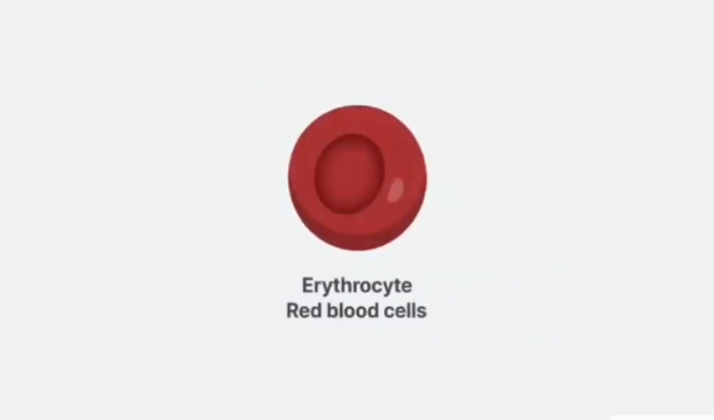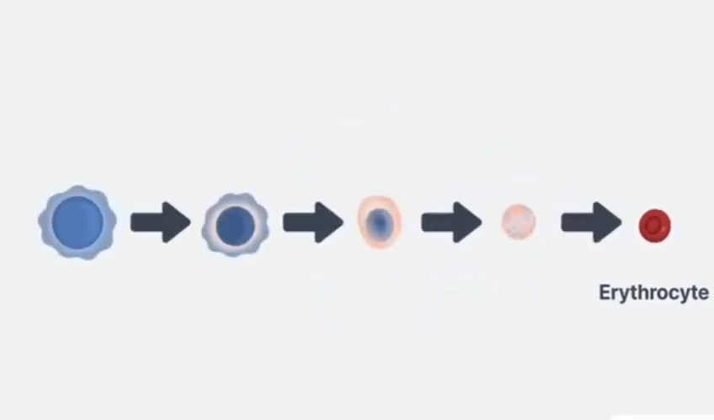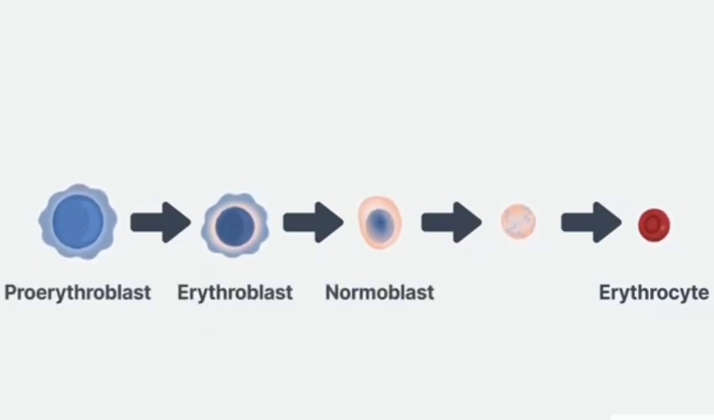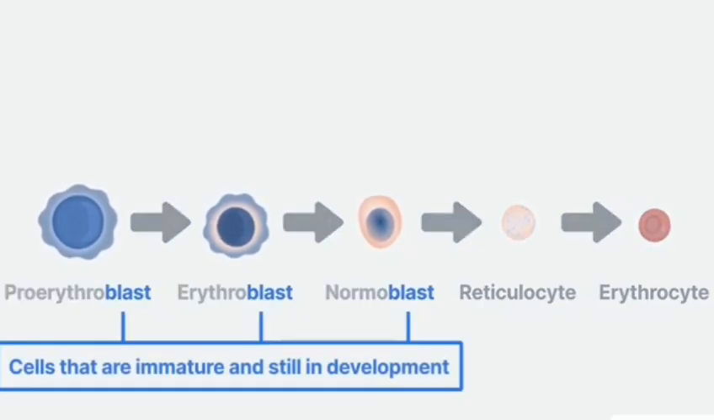We'll use red blood cells called erythrocytes as an example. A red blood cell goes through several stages of development before it actually becomes a red blood cell in circulation in the blood. They start as proerythroblast, then they become erythroblast, then normoblast. Next, they mature into reticulocytes, which may enter blood circulation, and finally, they become an erythrocyte, a fully mature red blood cell.